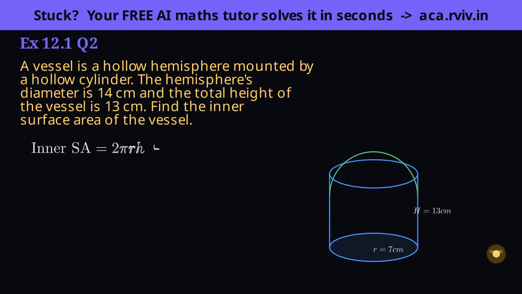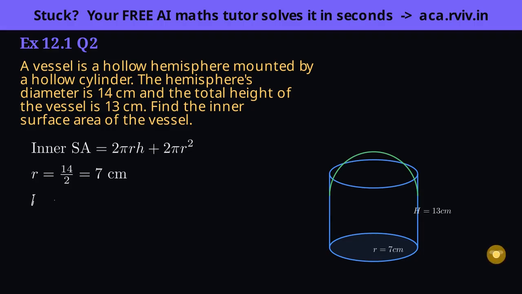So the inner surface is the cylinder's wall, 2 pi r h, plus the hemisphere's curved ball, 2 pi r squared. No top rim, the top is just an open mouth. The hemisphere's diameter is 14, so its radius is 7, and the cylinder is built on top of that same ball, so they share this radius of 7.